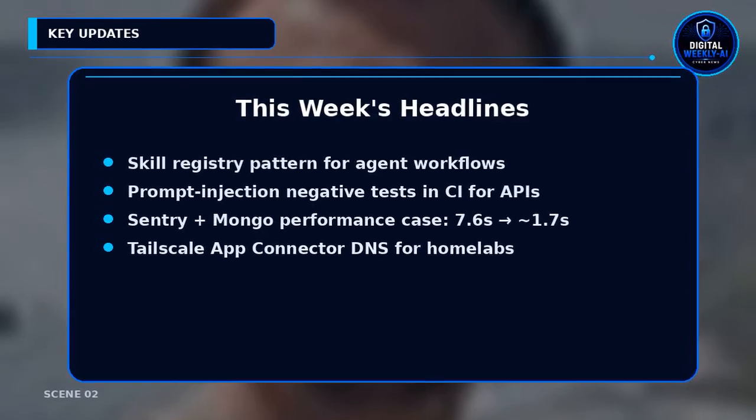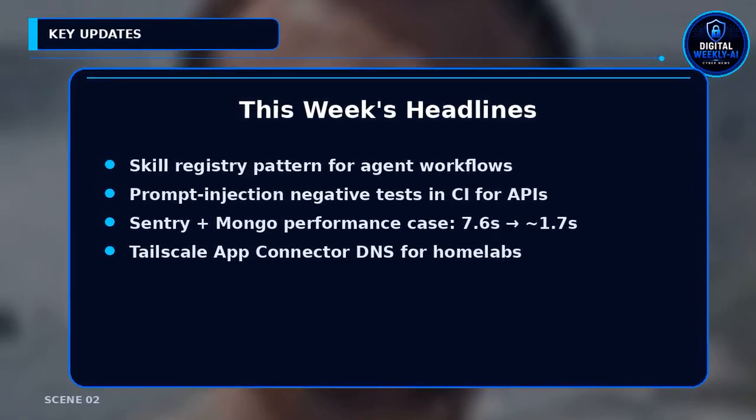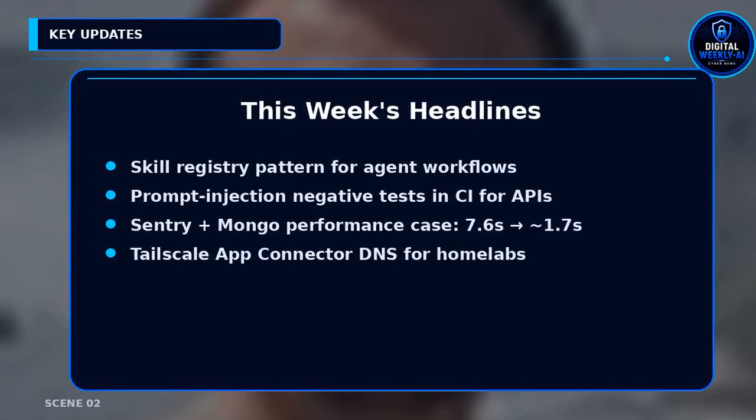High-level updates. A skill registry pattern helps stop prompt sprawl. Guides show how to integrate external APIs with agent loops. API teams convert negative tests into CI checks to contain prompt injection. A Sentry investigation reduced a dashboard from 7.6 seconds to about 1.7. Tailscale App Connectors map friendly domains to containers using dnsmasq.